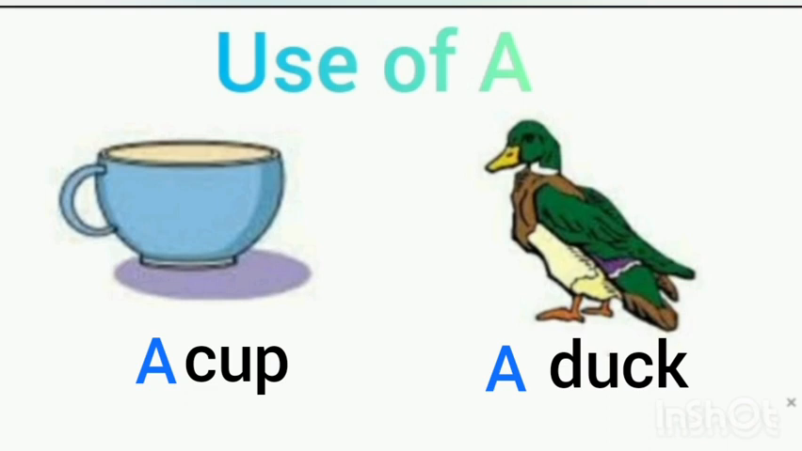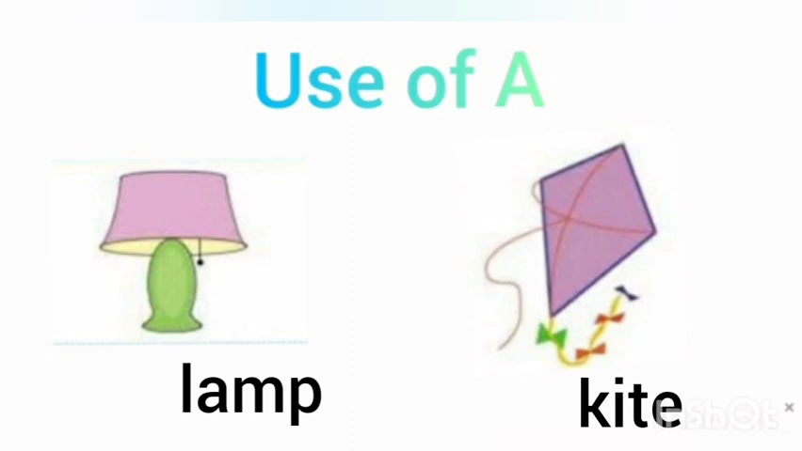A cup, a duck. Look at the first picture. What is this? This is a lamp. The spelling of lamp is L-A-M-P, lamp. The first letter of word lamp is L. L is consonant letter. So we will write A with it.